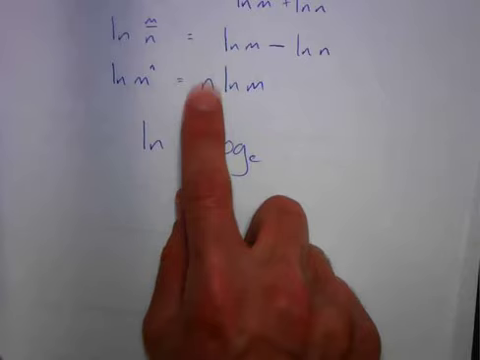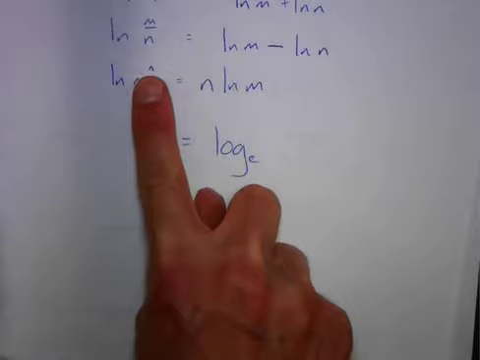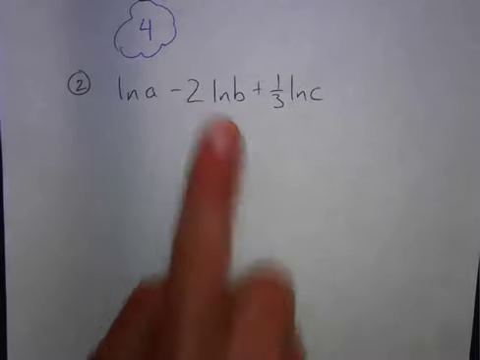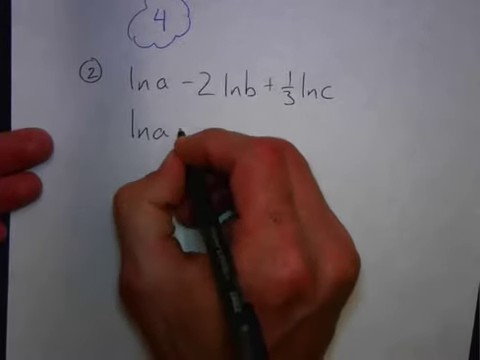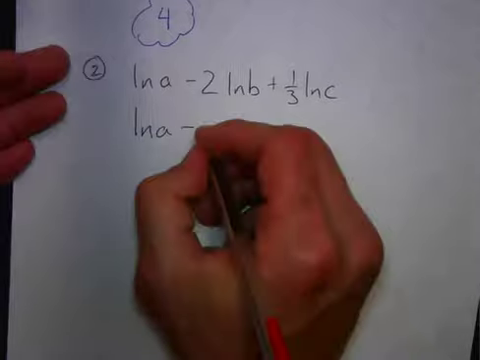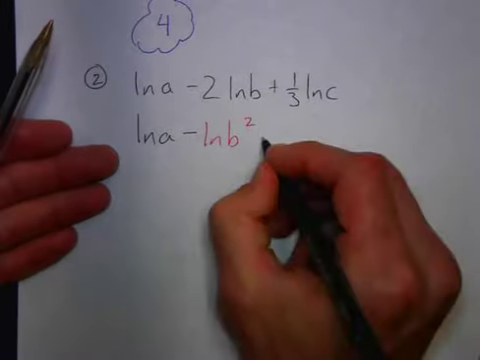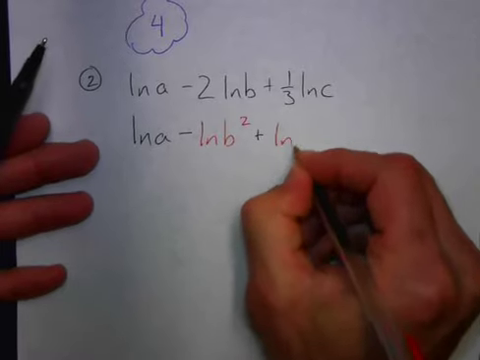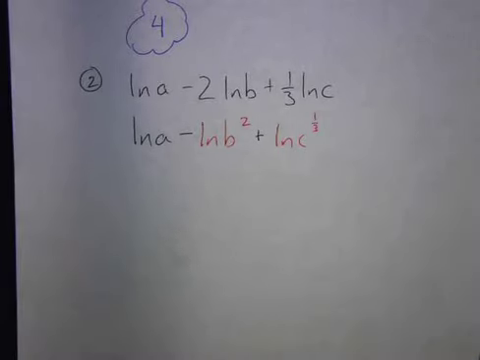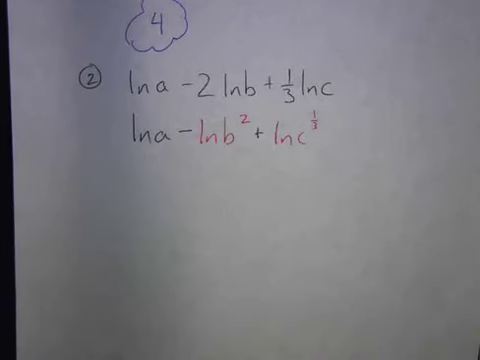If we have a coefficient for a logarithm, that can be rewritten so it turns into the exponent. And so I'm going to apply that property in the second term. So I'll have the natural logarithm of a minus the natural log of b squared. And then I'll do the same thing with ln of c. So plus the natural log of c to the 1/3 power, because basically the coefficient becomes the exponent. And now we can start using the other properties.